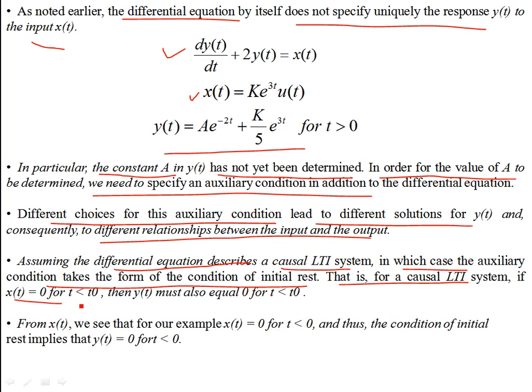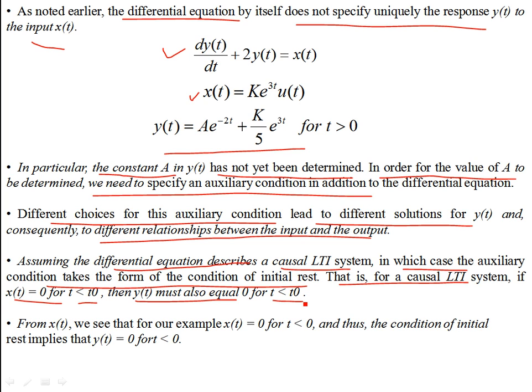If x(t) is 0 for, let's say, t less than t0, then y(t) must be equal to 0 for t less than t0. That means that if there is no input, the output should be 0. That is implied by the linearity, right? If you scale an input by, let's say, 2, the output is also scaled by a factor of 2. That is homogeneity, and that comes in the linearity principles.